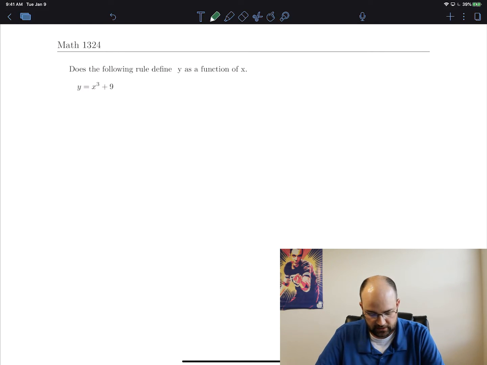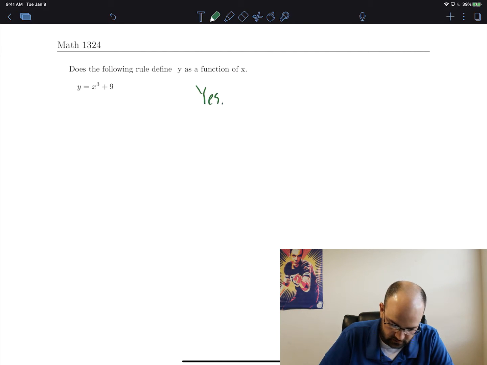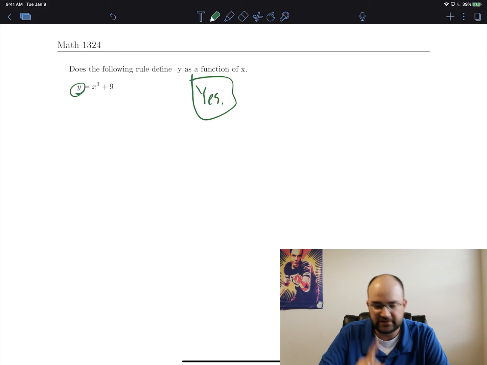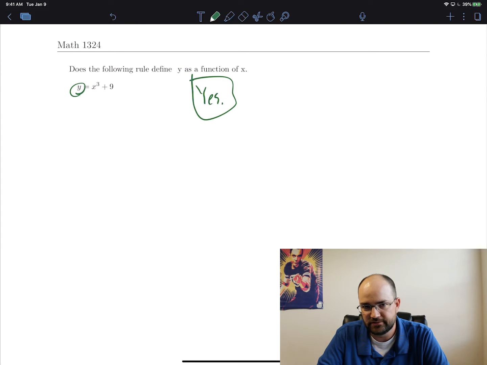Okay, so does the following rule define y as a function of x? Okay, so here's the thing. We're not given a set of coordinates here. In the last couple, we were given a set of coordinates. Here, we don't have one. And the question is, is it a function of x? I can actually just look at this and tell you, yes, this does in fact define a function of x. And here's why. Look at the y variable. It's actually the y variable that matters when we have something like this.